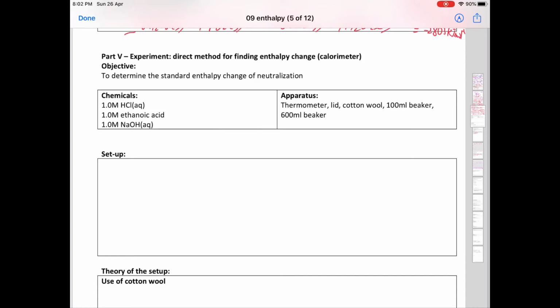Previously, we have talked a lot about the thermochemical equation and the definition for standard enthalpy change. In this lesson, we will mainly focus on how we can really measure the standard enthalpy change in an experiment. We will focus on two types of setups. The first one is to measure the standard enthalpy change for neutralization, and the second one is the standard enthalpy change for combustion.